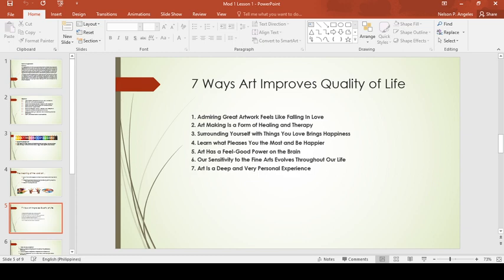Okay? Number 6, our sensitivity to the fine arts evolves throughout our lives. So in the 1940s, Abraham Maslow, an American professor of psychology, developed the hierarchy of needs. According to him, a person will develop from basic needs to self-actualization in steps. His theory can be visualized as a pyramid. At the bottom of the pyramid are the primary needs of every human being. And going up, we find the more refined and sophisticated needs.